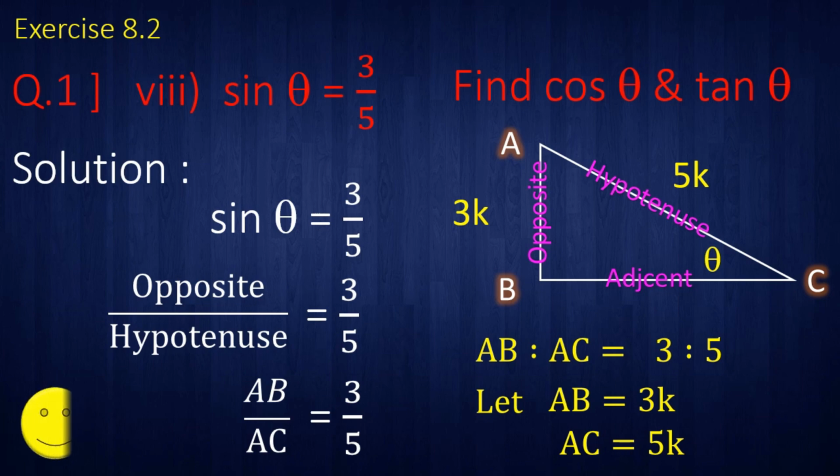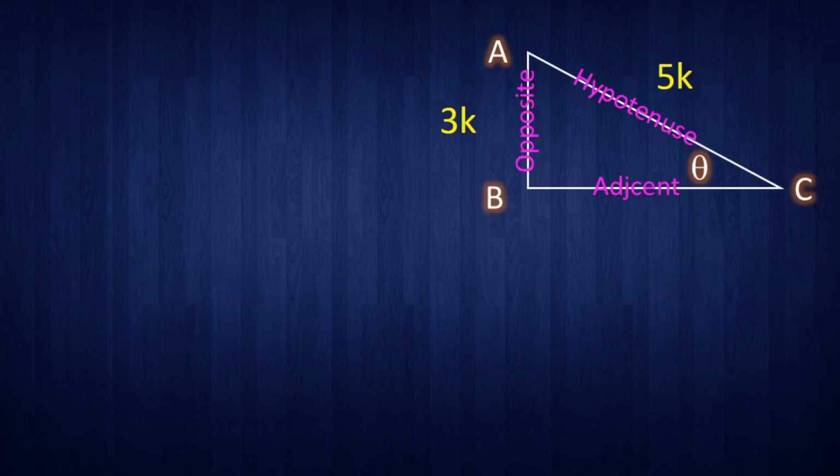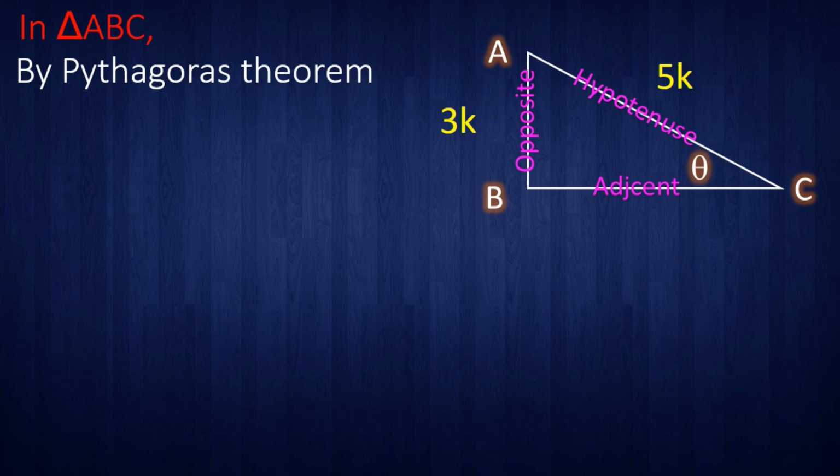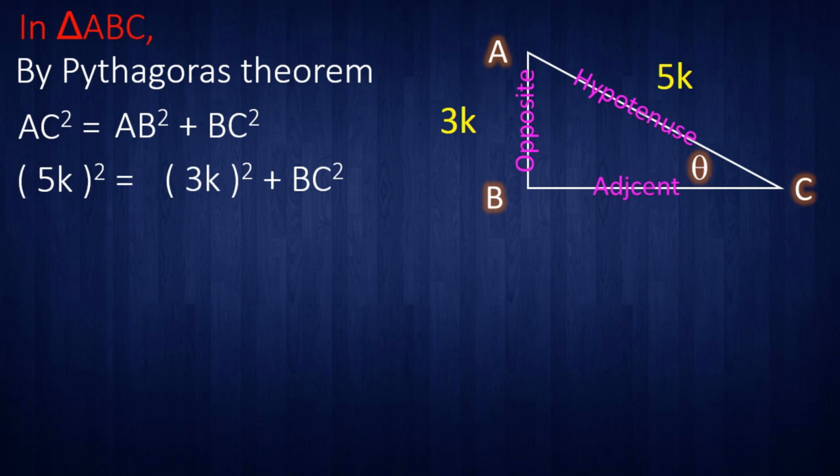To find BC, come on to the next page. Here we have to find BC. To find BC in triangle ABC, we will apply the Pythagoras theorem. By Pythagoras theorem, AC square is equal to the remaining sides AB square plus BC square. Now put values. AC value is 5K whole square, AB value is 3K whole square, plus BC square. 5K square is 25K square, 3K square is 9K square, plus BC square.